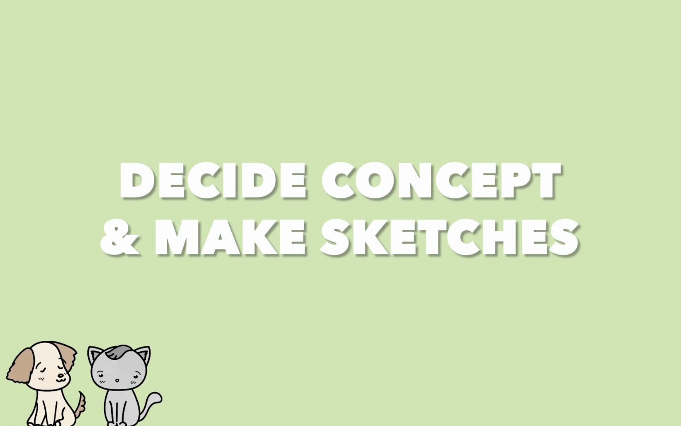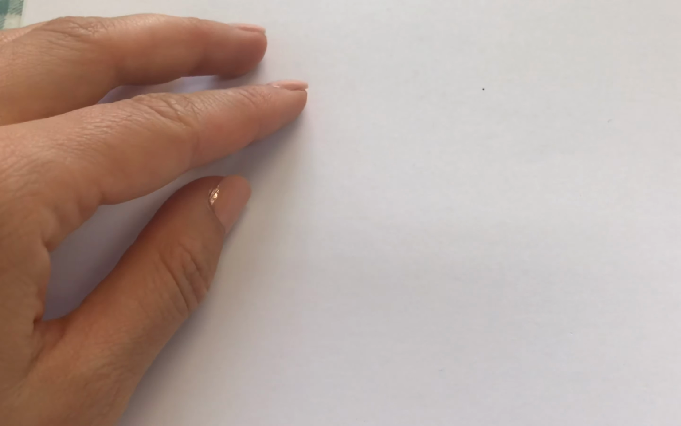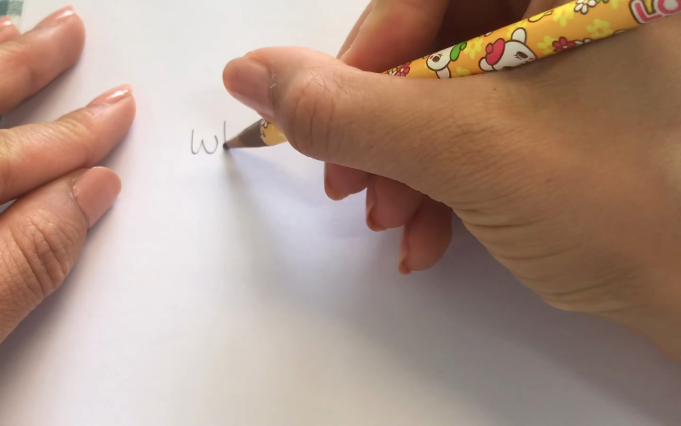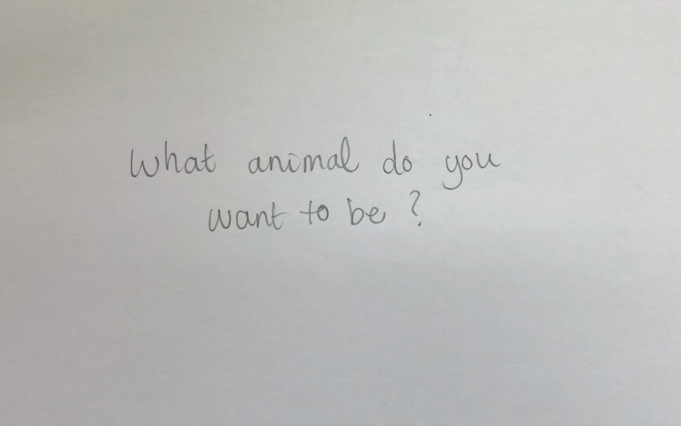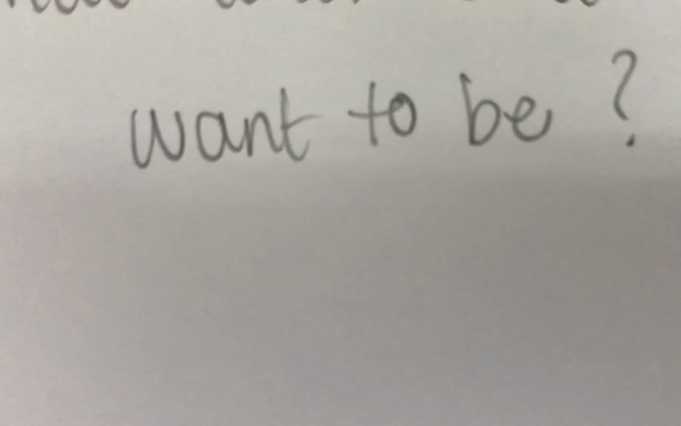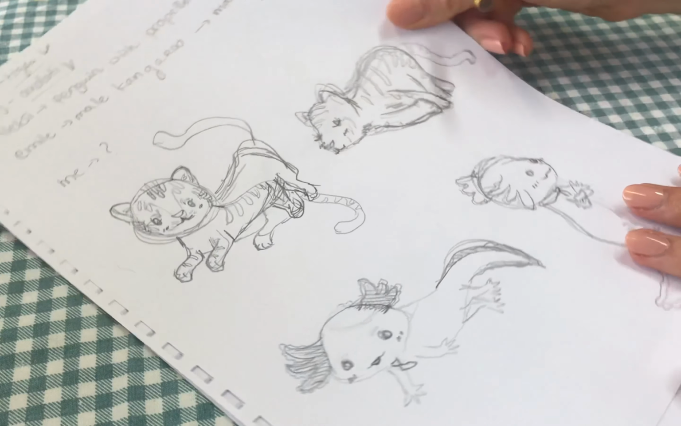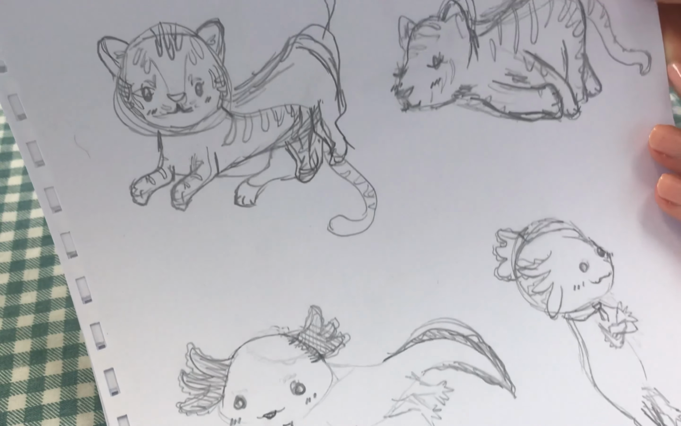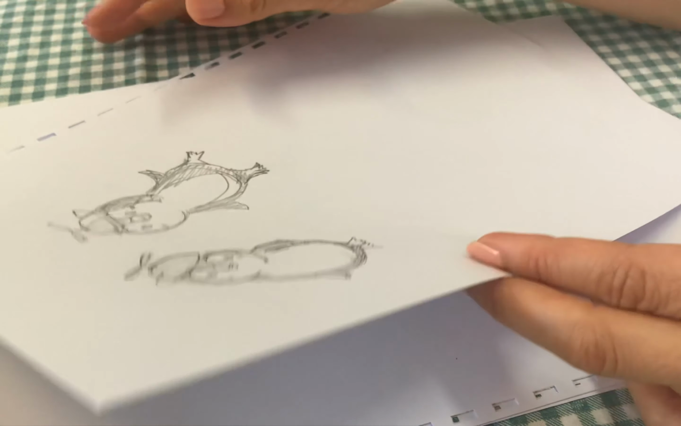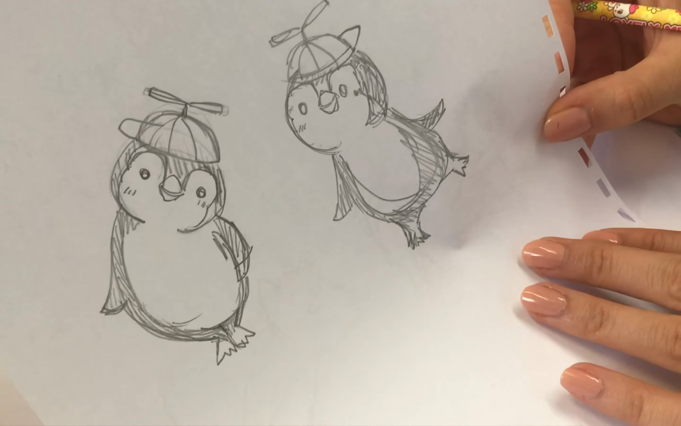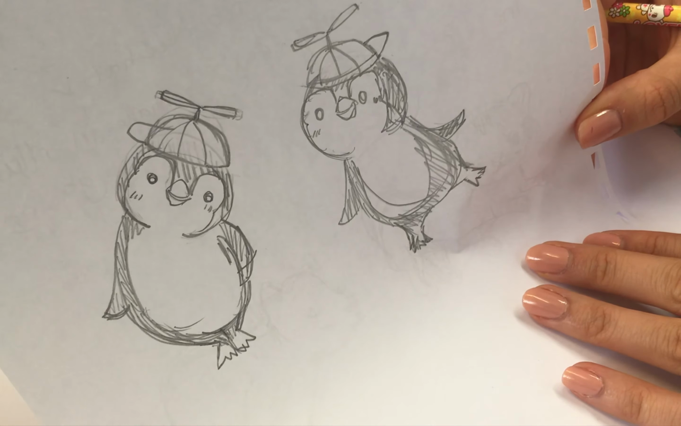Then you need to decide a concept and make sketches for your stickers. For my sticker set, the concept was making characters based on my friends. So I asked them one question. What animal do you want to be? Based on the answers, I made the sketches. Of course, I incorporated their personalities, which was really fun to do. Here you can see some of the sketches I made.